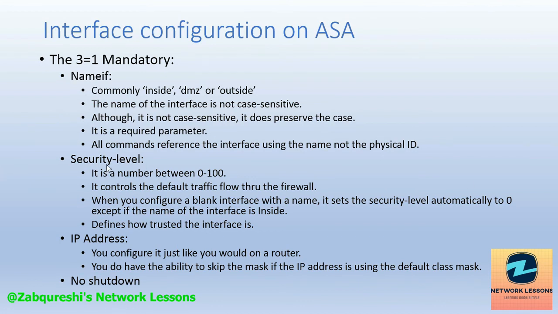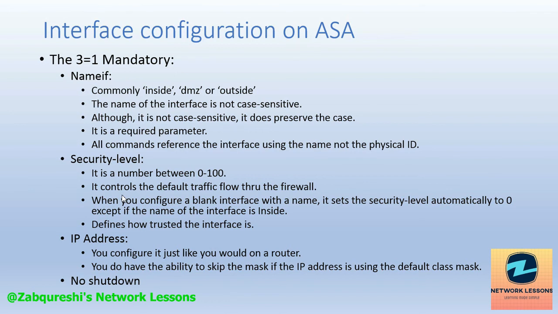Okay, then you have the security level. It is a number between 0 and 100. It controls the default traffic flow through the firewall. There is something called to and through. So this security level will control the through traffic, not the to traffic. To traffic is like the management traffic, the control plane. So this security level is going to govern the through traffic.